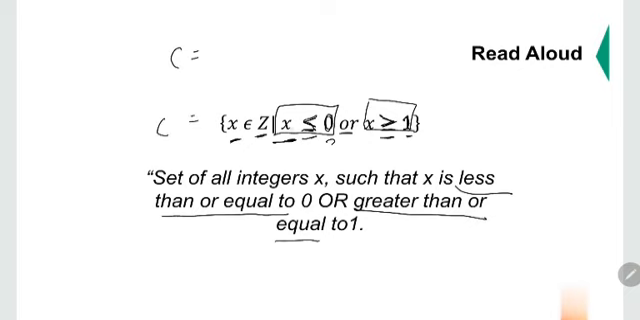X ay pwedeng less than or equal to 0. So kasali yung 0 kasi less than or equal to 0. Ano yung mga integers to be exact na less than 0? Ang dami, di ba? Lahat sila. Or pwede din namang ang x daw ay greater than or equal to 1. O kasama yung 1 kasi pwede din daw equal to 1. Okay, masyado pa madami sinasabi ito, pero actually gusto niya lang pasulat sa'yo yung lahat ng integers, as you can see here.